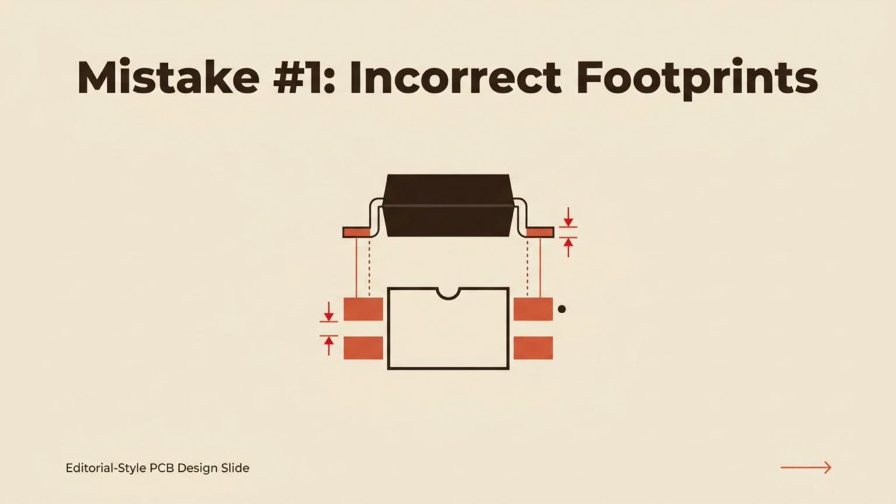One of the most common reasons for PCB respins is using incorrect footprints. A mismatch between the component package and PCB footprint can cause assembly failures, soldering issues, and expensive redesigns. Always verify footprints against the latest manufacturer datasheet. Even a small deviation in pad size or pitch can render an entire batch of boards unusable.